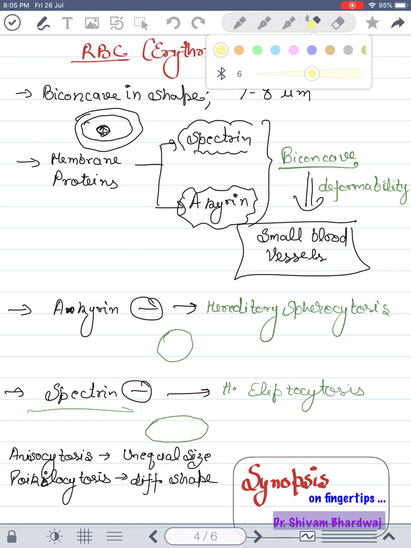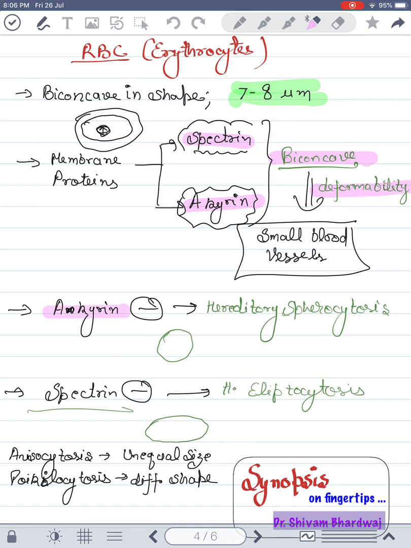Again, concluding with this, we have 7 to 8 micrometer diameter. We have two proteins, that is spectrin and ankyrin. This spectrin and ankyrin is responsible for maintenance of the biconcave shape of the RBC, which provides the deformability to help cross the small blood vessels. If ankyrin is absent, there will be a condition known as hereditary spherocytosis. If spectrin is absent, there will be elliptocytosis. There are two terminologies. Anisocytosis means unequal size of the RBCs and poikilocytosis means different shape of the RBCs.